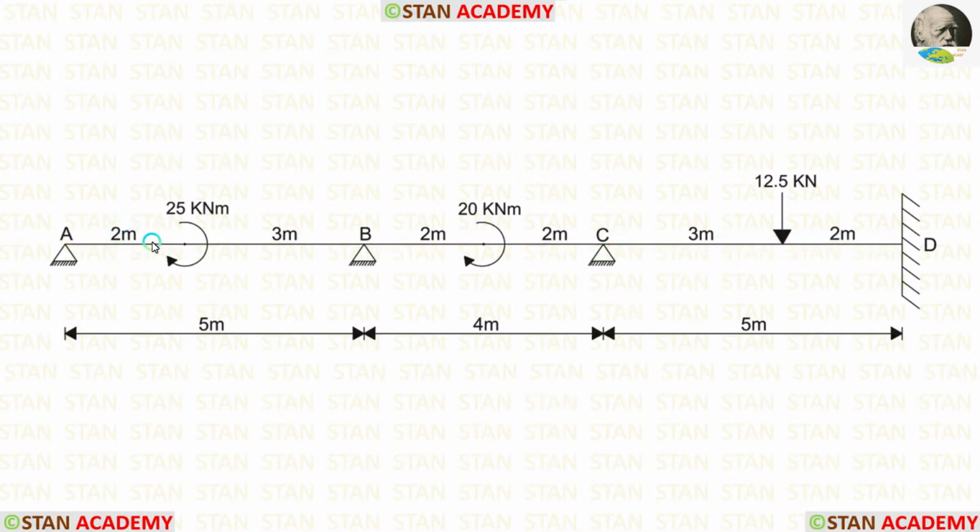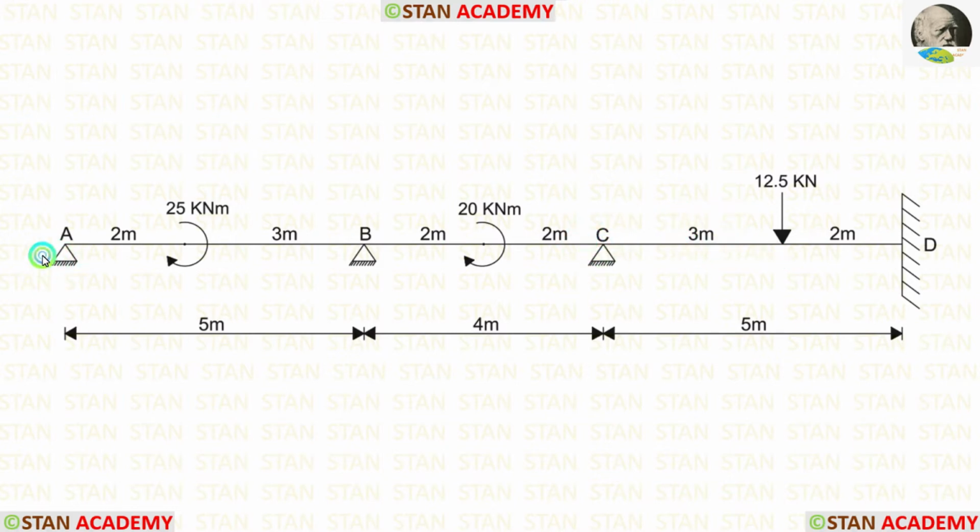In the span AB there is a concentrated moment 25 kN acting at 2 meter from the point A. In the span BC, there is a concentrated moment 20 kN acting in the center. Both of the moments are acting in the clockwise direction. In the span CD, there is a concentrated load 12.5 kN acting at 3 meter from the point C.